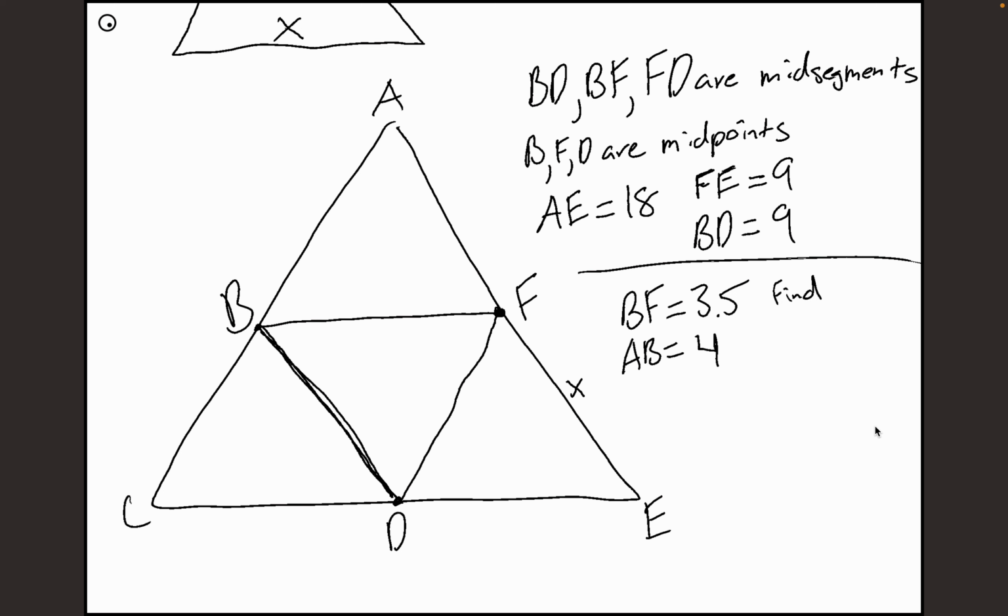Find the below. So use BF and AB to find the rest right here. Find CE. Don't find BC yet. FD and AC. Find those 3 sides: CE, FD, and AC.